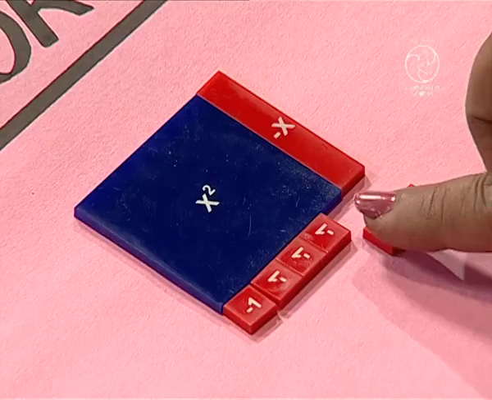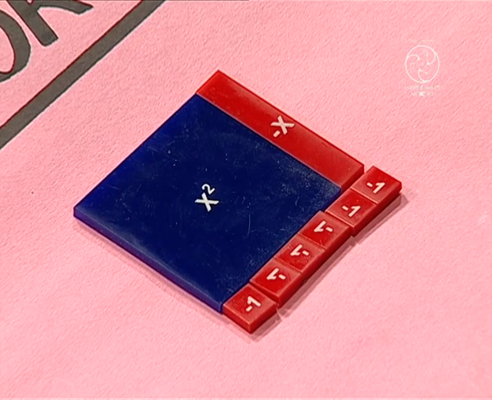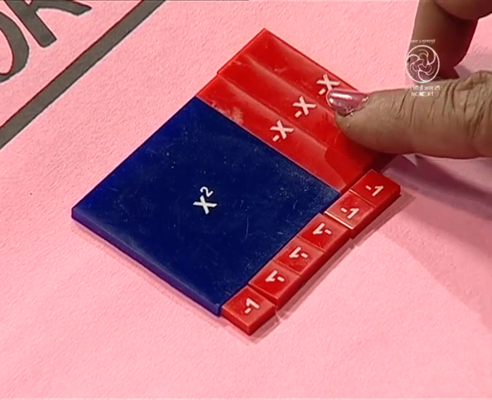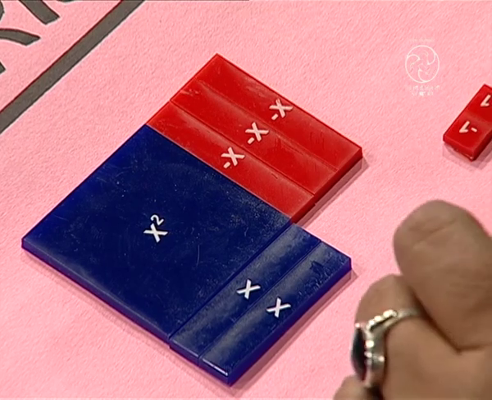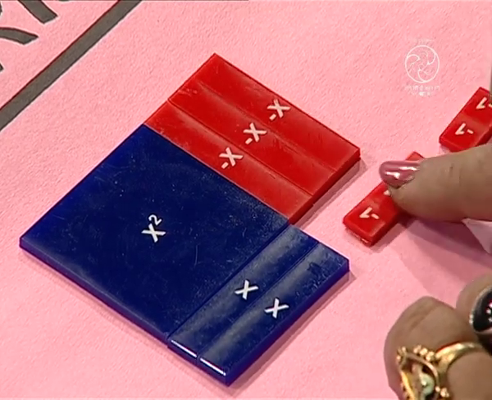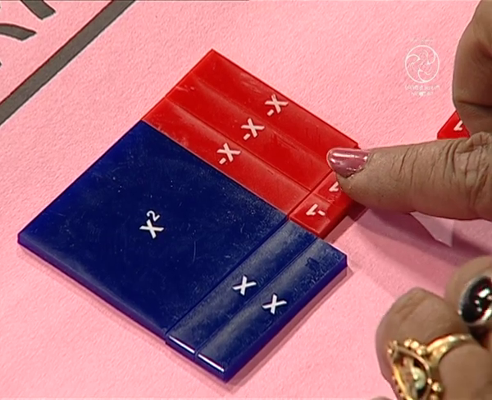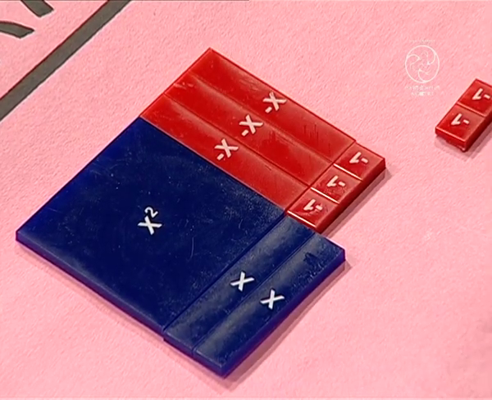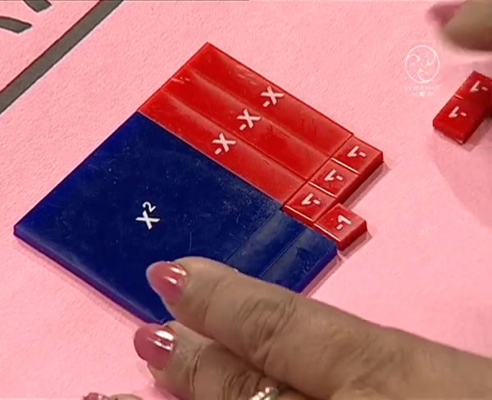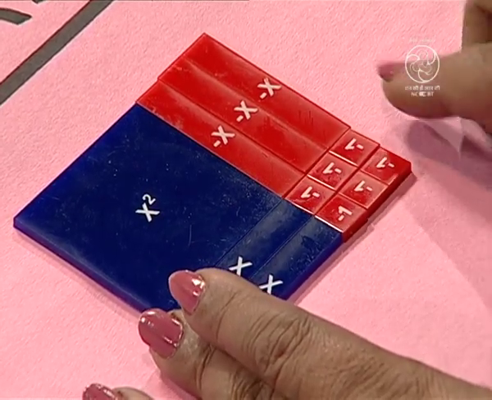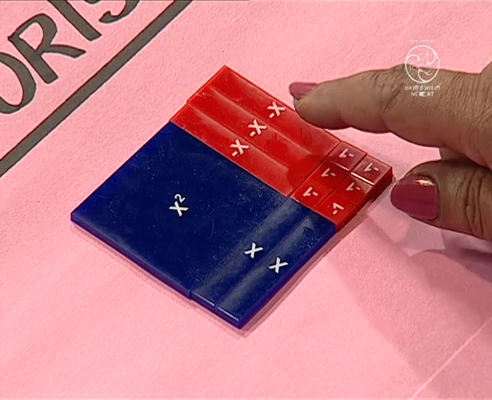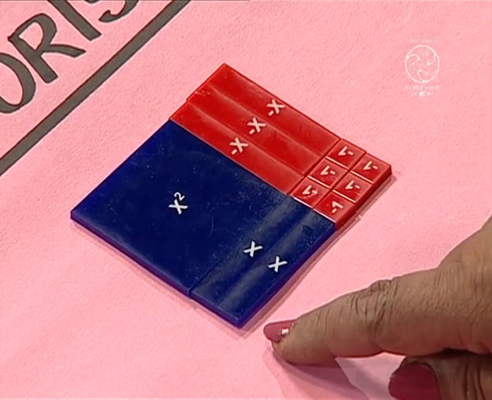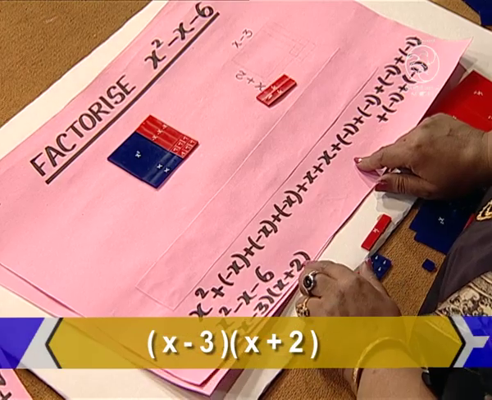For that, we will take 3 minus x tiles, 2 tiles of plus x. Only then we will be able to get minus x, and 6 of minus 1. We have here minus 1, 2, 3, 4, and this is 5 and 6. Yes, it forms a rectangle. Now, what are the sides of this rectangle? x minus 3 and x plus 2. That means we can factorize this term as x minus 3 into x plus 2.